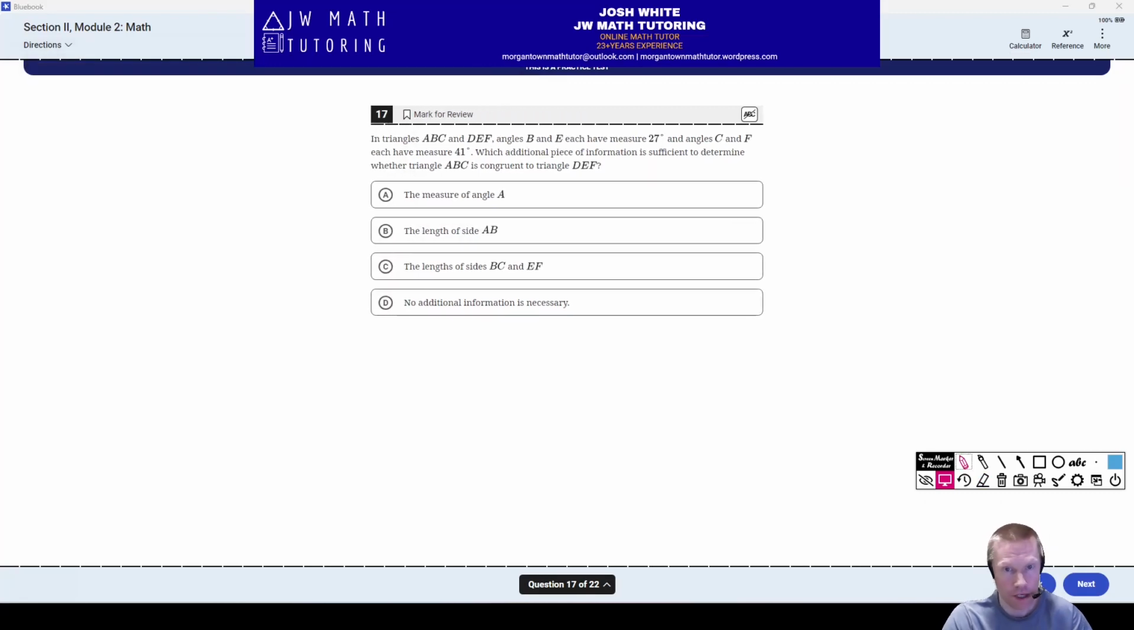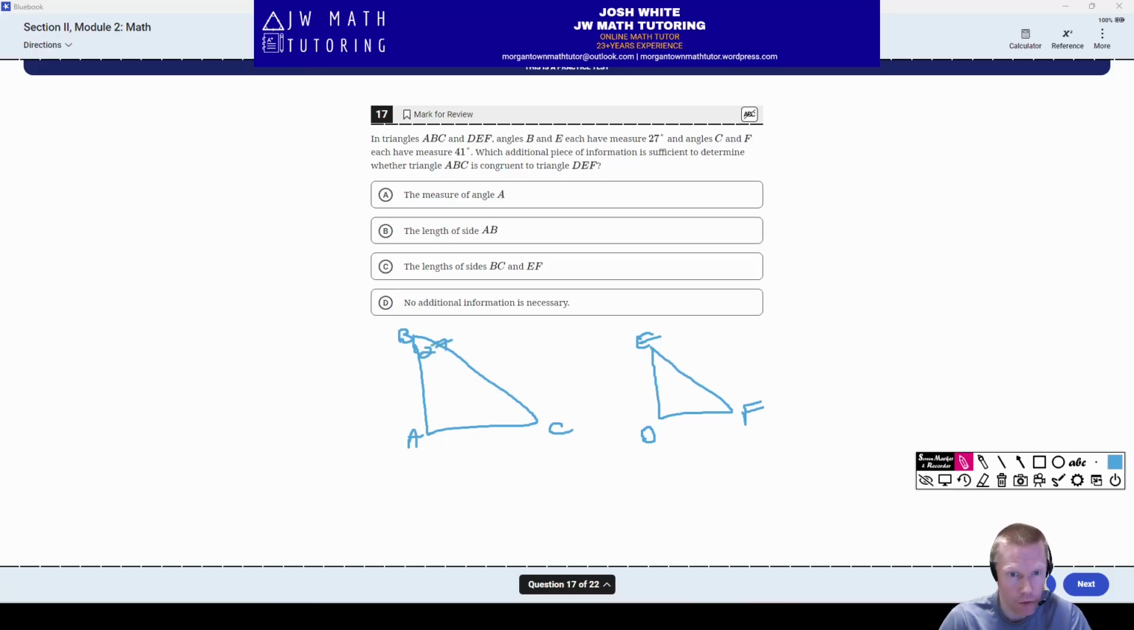Next up, question 17, we have some triangles. They aren't necessarily right triangles, but whatever, I'll draw them looking kind of like them. So ABC and DEF. B and E are each 27, so we have one pair of angles. C and F are 41, so we have a second pair of congruent angles. Which additional piece of information is sufficient to determine whether the two triangles are congruent?